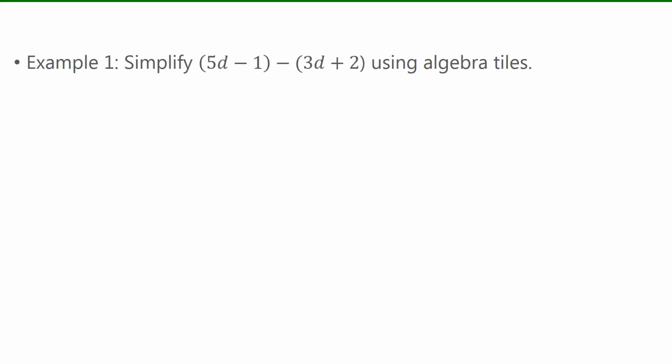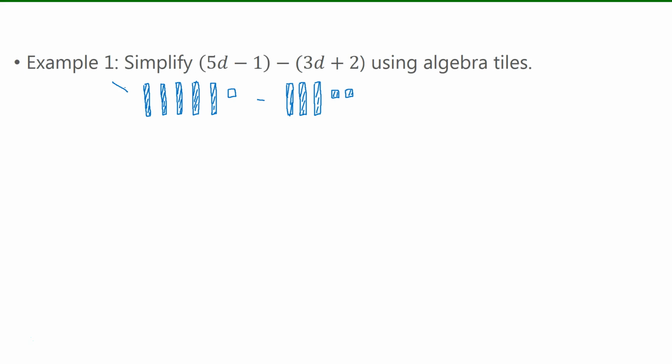So example 1 wants us to simplify 5d minus 1, subtract 3d plus 2. So we'll start by representing 5d minus 1. So here we have 5d tiles. We'll shade them in because they're all positive. We have a negative 1 tile. And then from that we need to subtract 3d's and 2 positives.